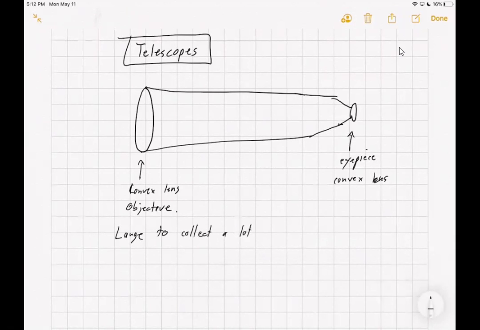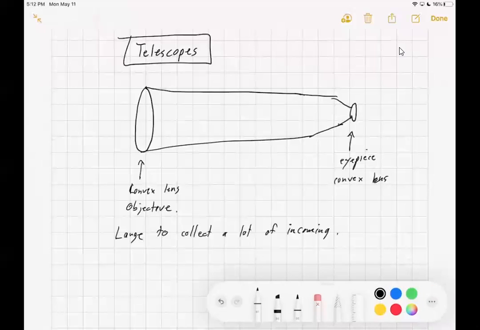A lot of incoming light, because you're usually looking at things in the distant night sky. You would like them to be brighter to be able to see them better. So you want to capture as much of the light coming from them as possible. So if the objective lens were small, not as much light would be captured by it.